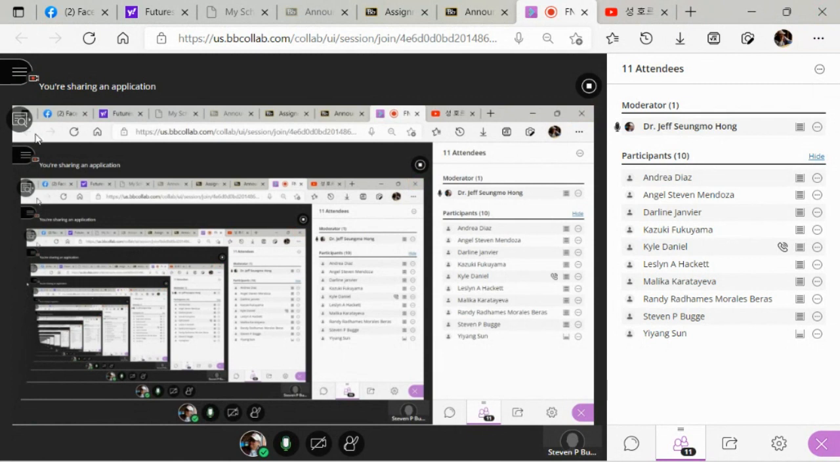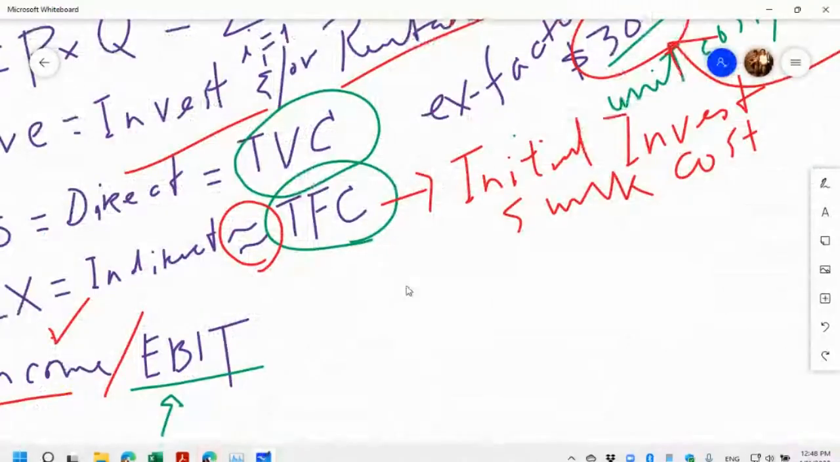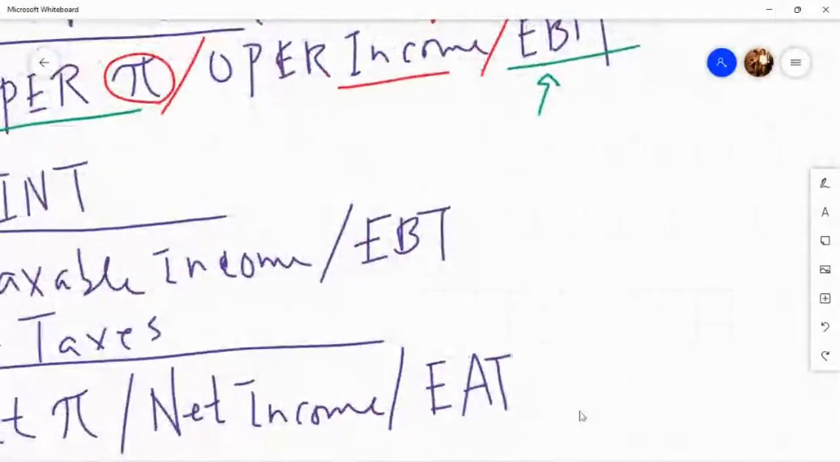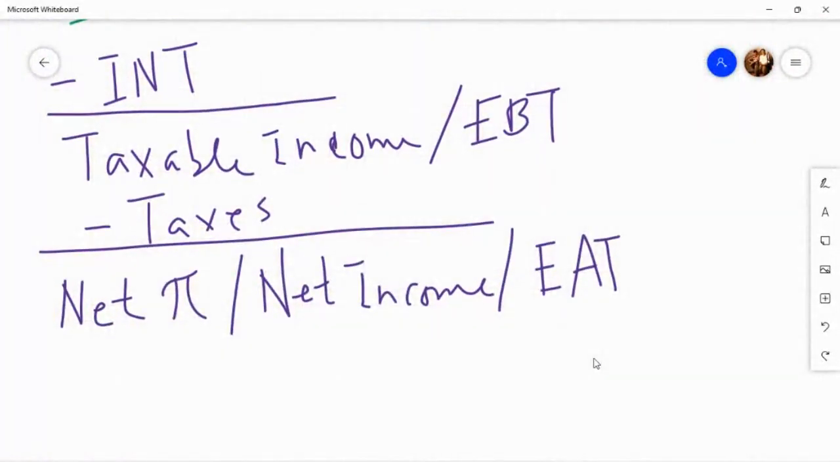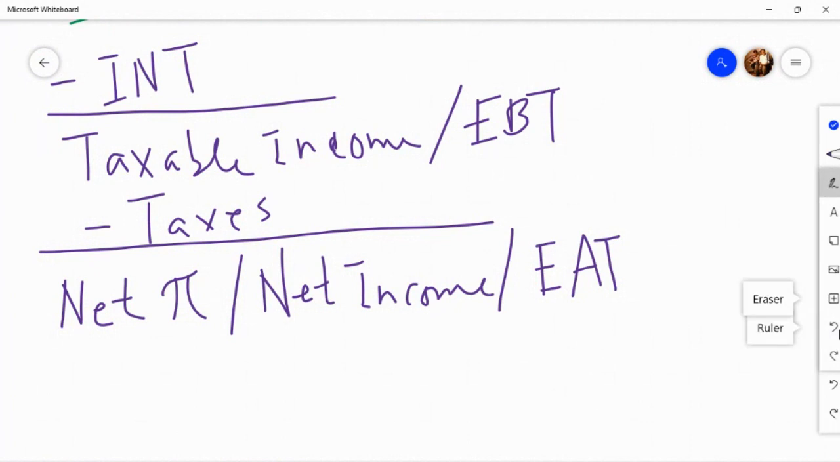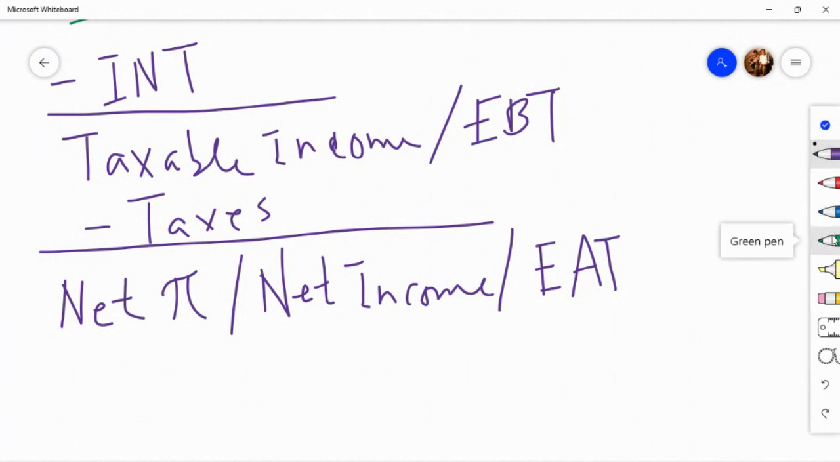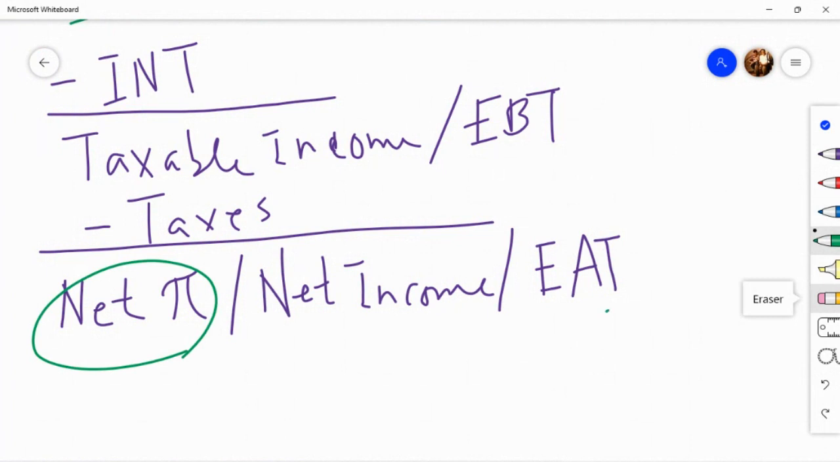Okay, I'll just have to wrap it up there. And so here, that's what initial investment or sunk cost is, and we'll not spend too much time on that. So here, this is the end of the income statement, but it can go further. Why? Because now, think about it. The profit, net profit or EAT, right? Net profit or EAT. It belongs to the.